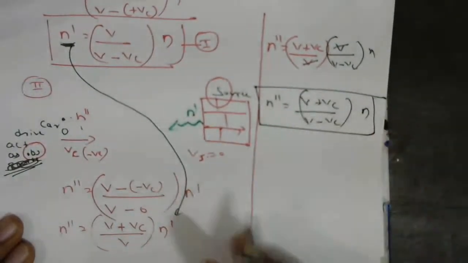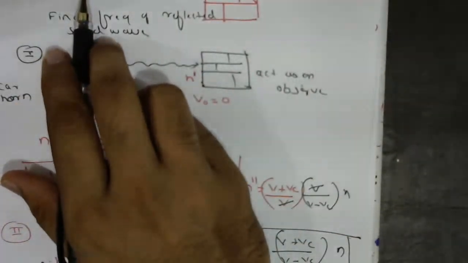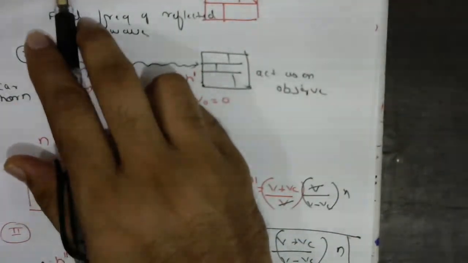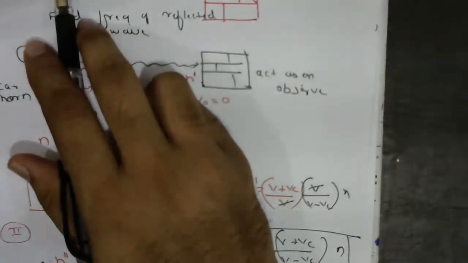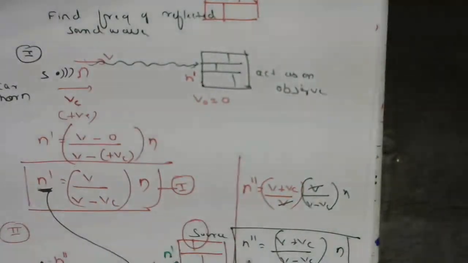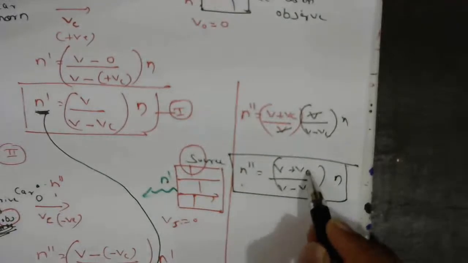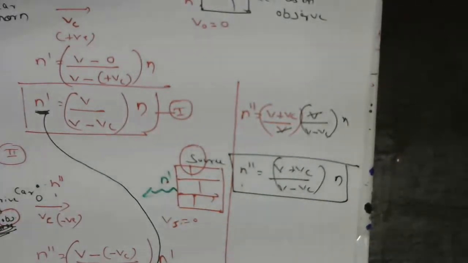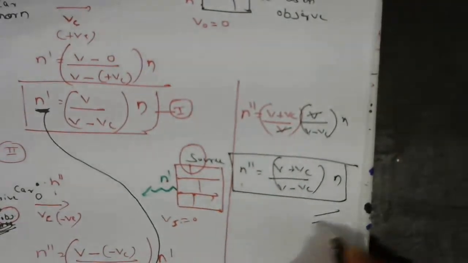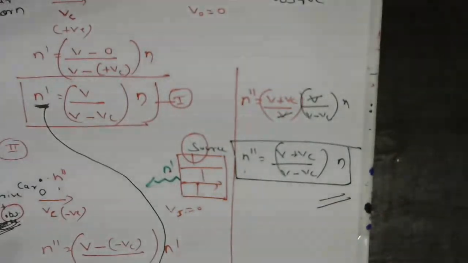Yes, if they ask to calculate the frequency of the reflected sound wave, or the frequency of the person who is sitting inside the car, how much frequency of sound he will hear, if they ask, we can calculate. We can use this formula, n double dash is equal to V plus Vc upon V minus Vc into n. This one, remember this equation. In this wall and car numerical, we can use this formula directly. Okay.